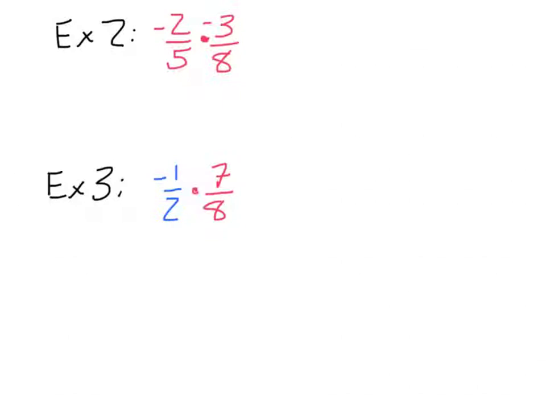So first I have -2/5 and -3/8. So I know that I have a negative times a negative, so I'm going to get a positive product. So right away, I always label myself with a P so that I remember the sign. So I have 2 times 3 is 6, and 5 times 8 is 40. And we can simplify this because 2 goes into both 6 and 40. 6 divided by 2 is 3. 40 divided by 2 is 20.